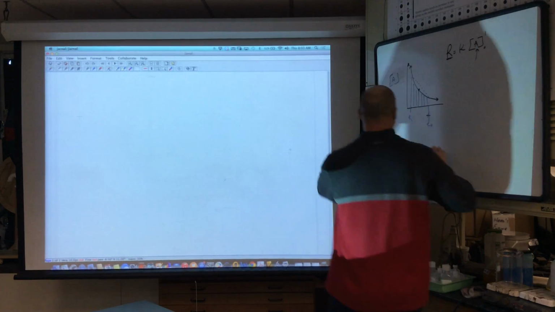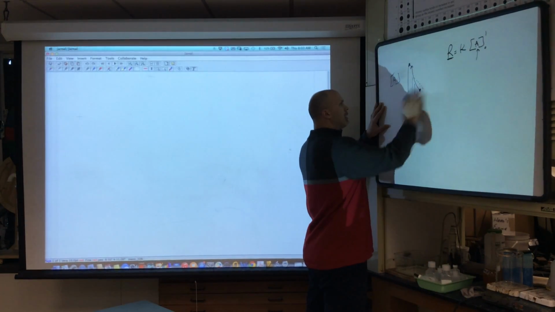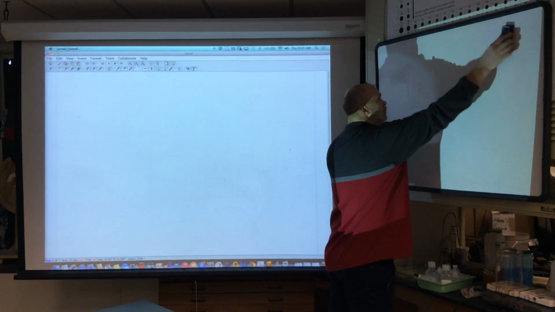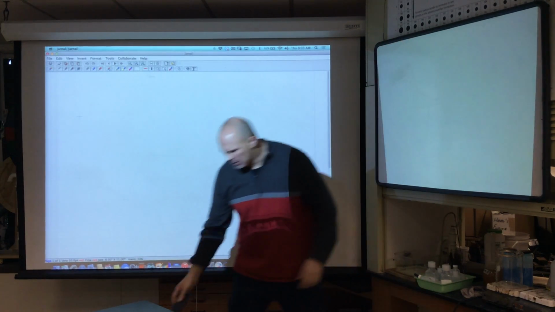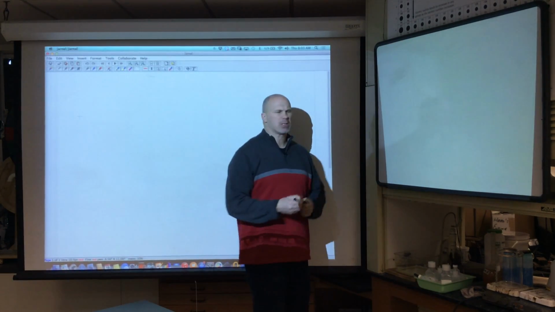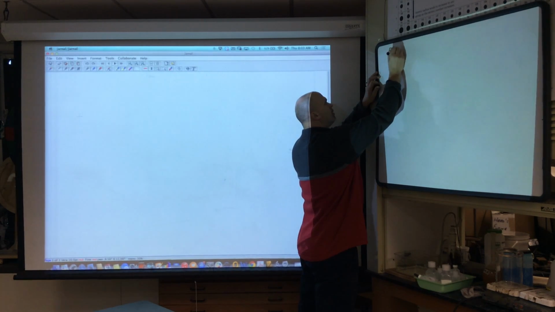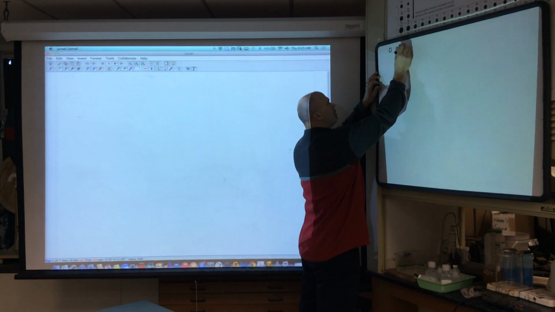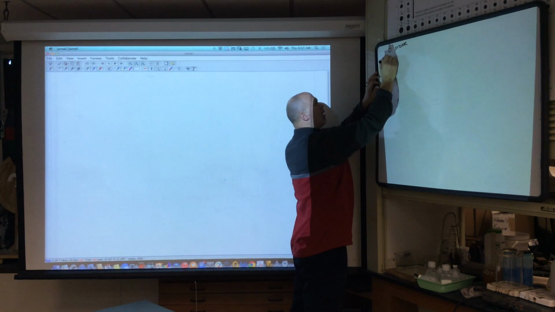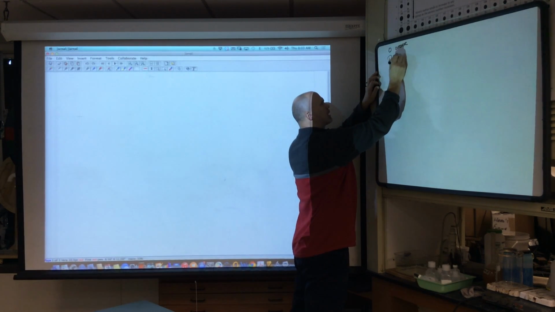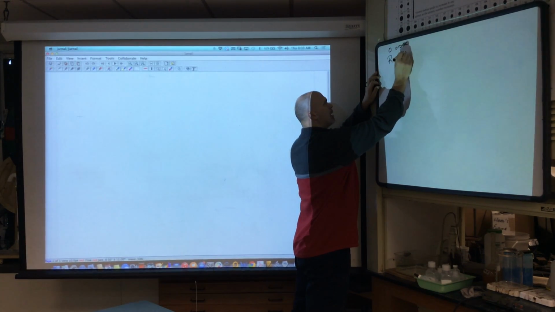All right, we're going to start with zero order reactions. Now, this is a weird reaction. Okay, why is it a weird reaction? Because these are few and far between. So we're starting with zero order. What does that look like? That looks like R is equal to K, A to the 0.